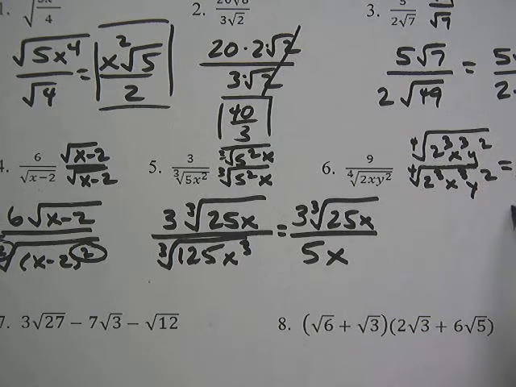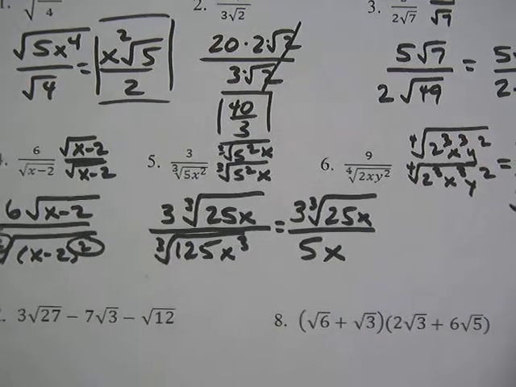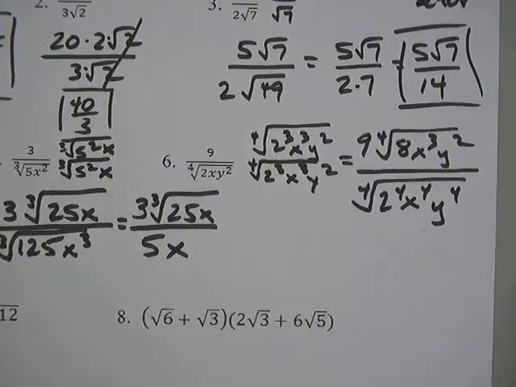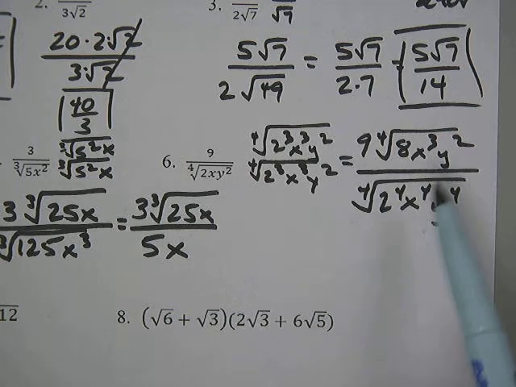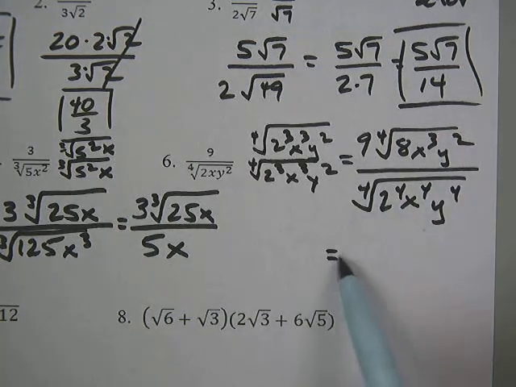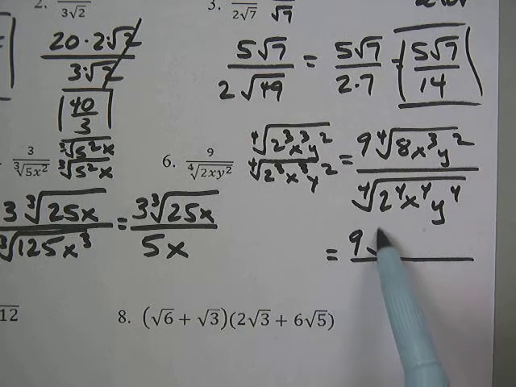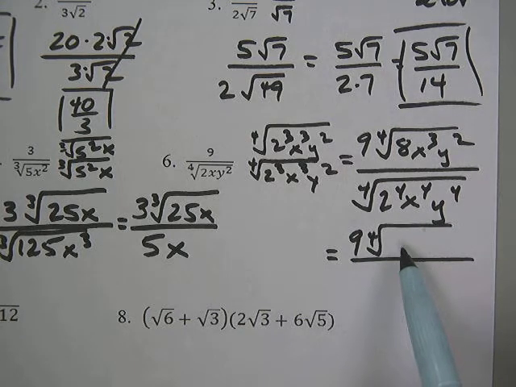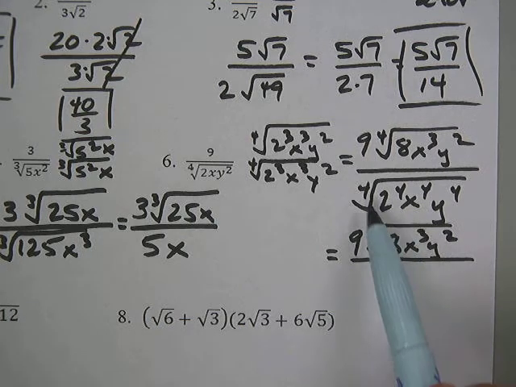Okay, so what I'm going to get is 9. 4th root of 2 to the third is 8. X to the third, y squared. Over the 4th root of, you get 2 to the 4th, x to the 4th, y to the 4th. So I can simplify that. Whoops, sorry. A little off here. So I can simplify that.